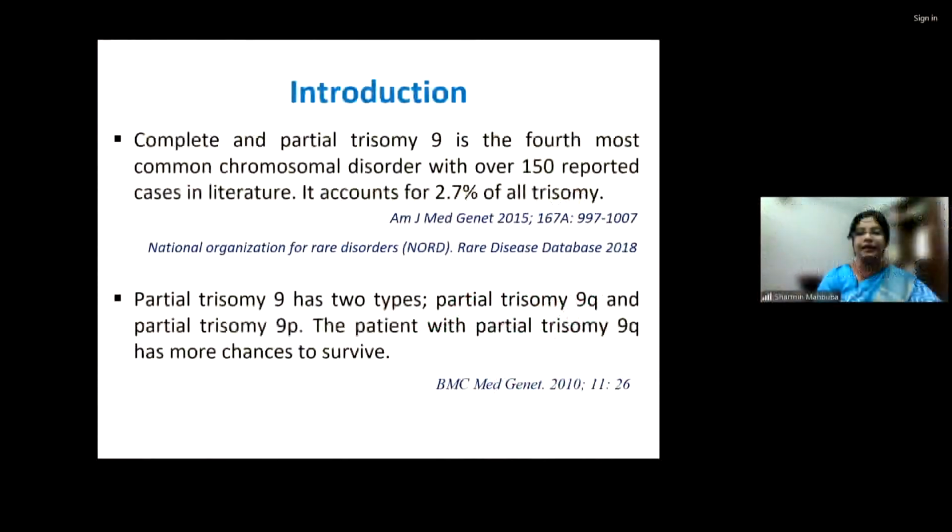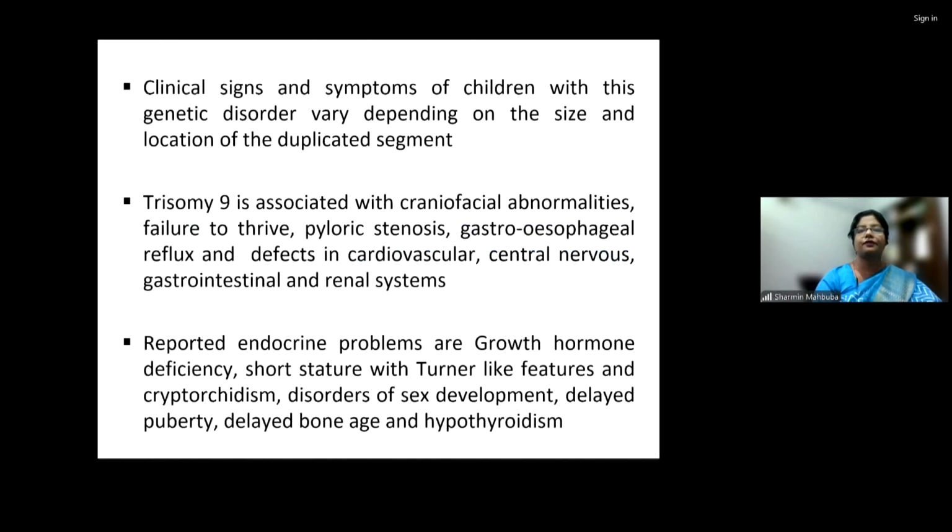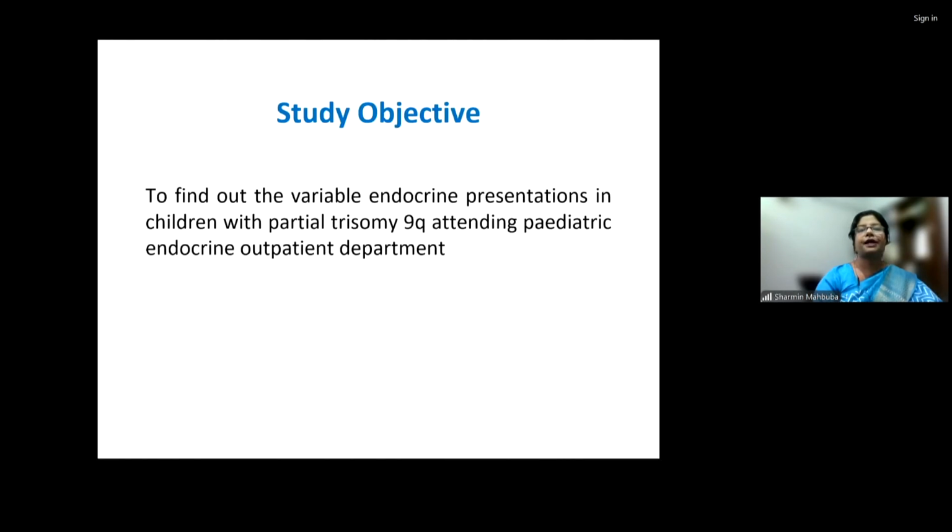It is of two types, partial trisomy 9p and 9q, and patients with partial trisomy 9q have more chances to survive. The clinical signs and symptoms of children with this genetic disorder vary depending on the size and location of the duplicated segment, and variable anatomical defects are reported. The reported endocrine problems are growth hormone deficiency, short stature with Turner-like features, cryptorchidism, disorder of sex development, delayed puberty, delayed bone age, and hypothyroidism.